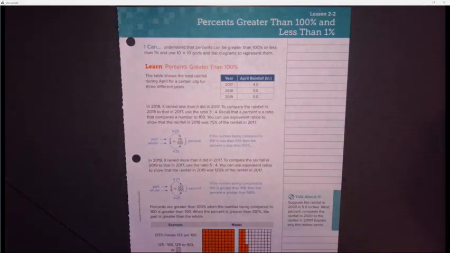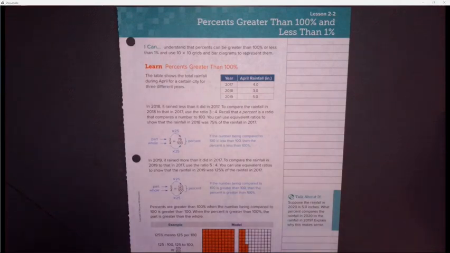Today we're going to cover Lesson 2.2, percents greater than 100% and less than 1%. On page 93 is where we begin Lesson 2.2 in our Tennessee Reveal math book. We have an I can statement that states, I can understand that percents can be greater than 100% or less than 1% and use a 10 by 10 grid or bar diagram to represent them.